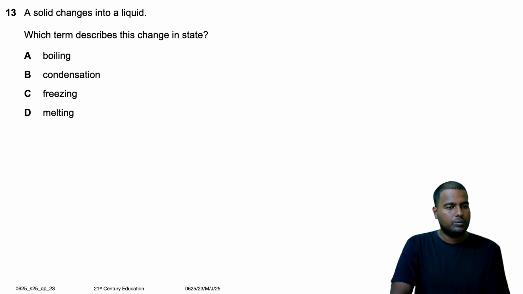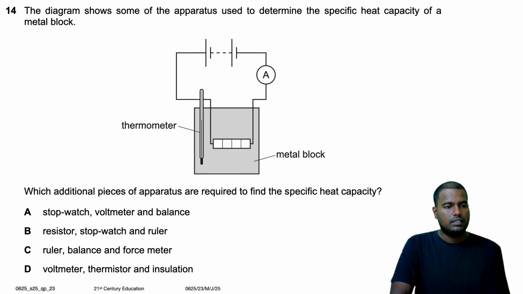Solid changes into a liquid. Which term describes melting? A diagram shows some of the apparatus used to determine the specific heat capacity of a metal block. Which additional pieces of apparatus are required to find the specific heat capacity? Okay, energy supplied by the resistor is equal to the heat acquired by the metal block. That's the concept here. Let's solve one by one.